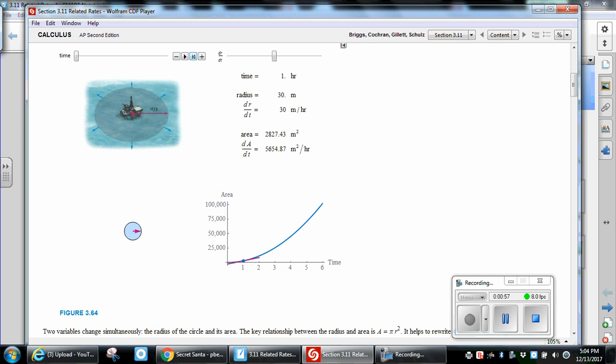And so I'm going to push play. You can see that as the radius increases, so does the area, and so does the total area affected by the spill. So it is no surprise that the damage will be exponential. Okay, now let's go ahead and look at number 2.